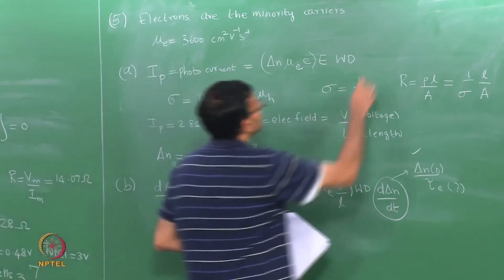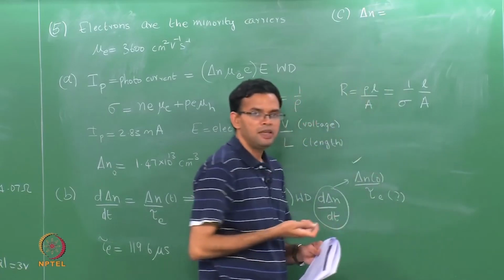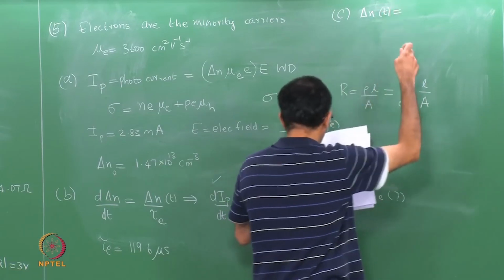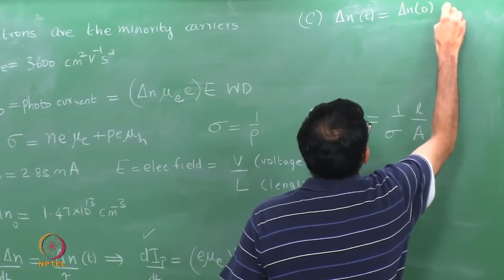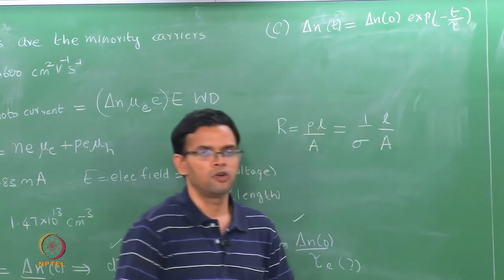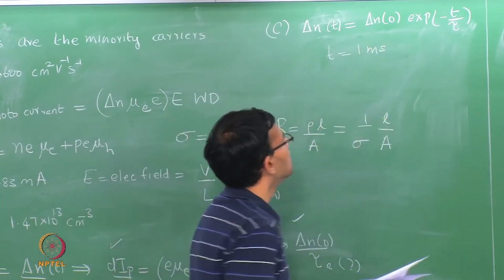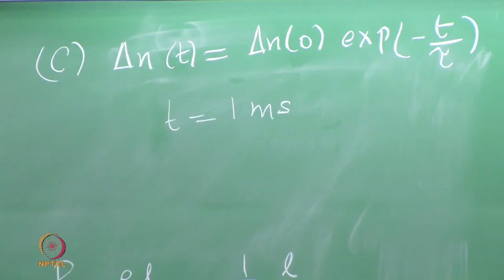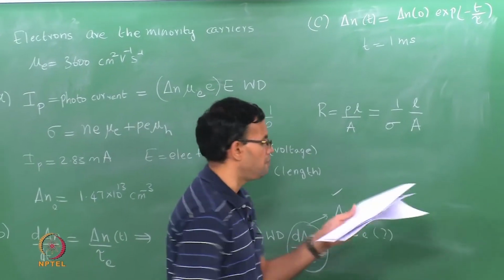Part C, we want to calculate the excess density of electrons and holes 1 millisecond after the radiation is turned off. So, we want to calculate delta n 1 millisecond later. Delta n at time t is nothing but delta n at time t equal to 0 times exponential of minus t over tau. Here t is 1 millisecond, delta n at time 0 is what we calculated in part A, which is the excess equilibrium concentration, and tau is what we calculated in part B.